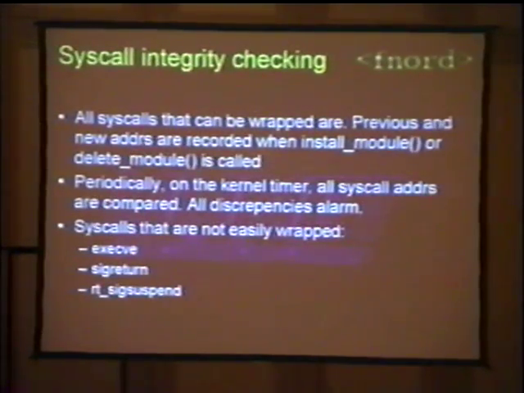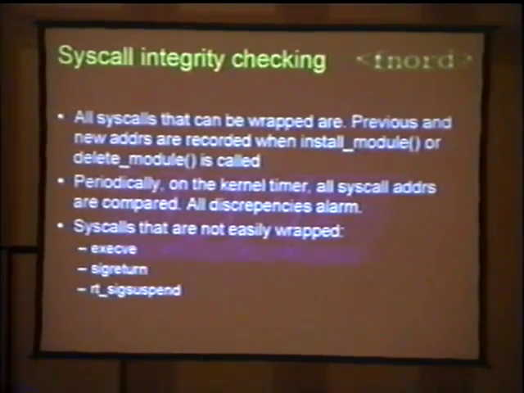So we check the syscall table and make sure that all is good. We wrap all the system calls that we can. And whenever install module or delete module is run, after it comes back, we check the system call table entries right then and compare them with exported kernel symbols. In addition, if someone manages to load a kernel module not via install module or delete module, we have a timer that's checking every second, and all discrepancies will alarm.